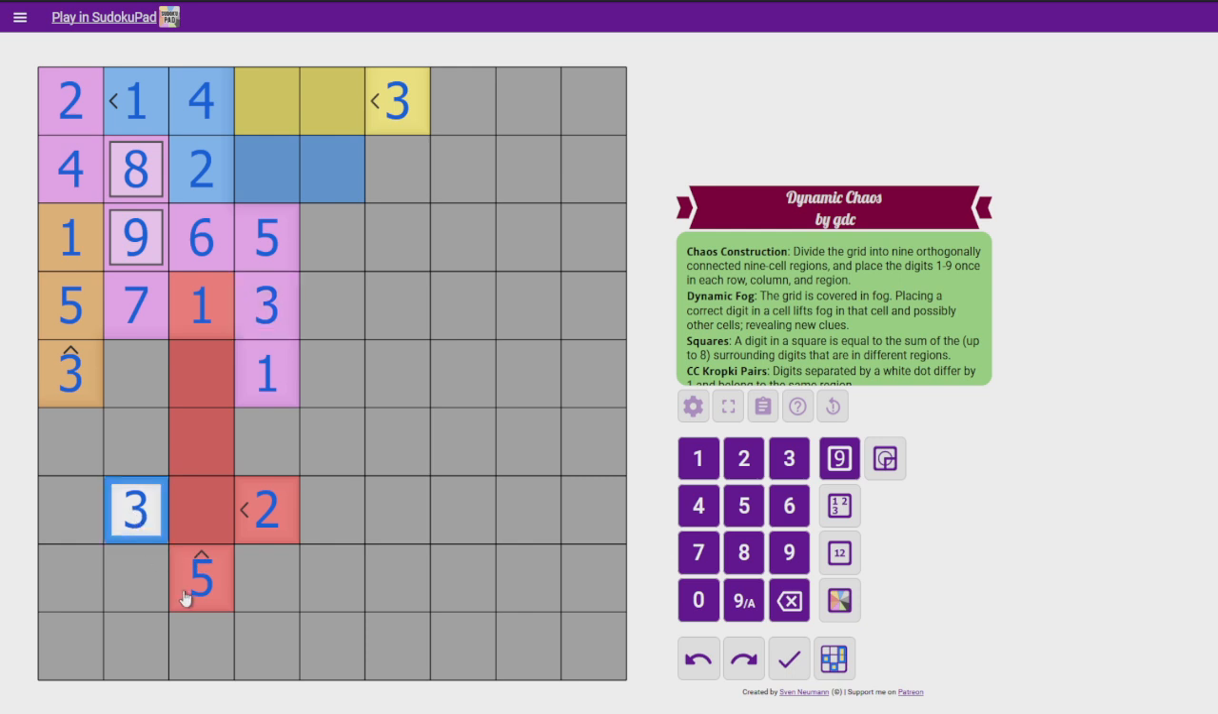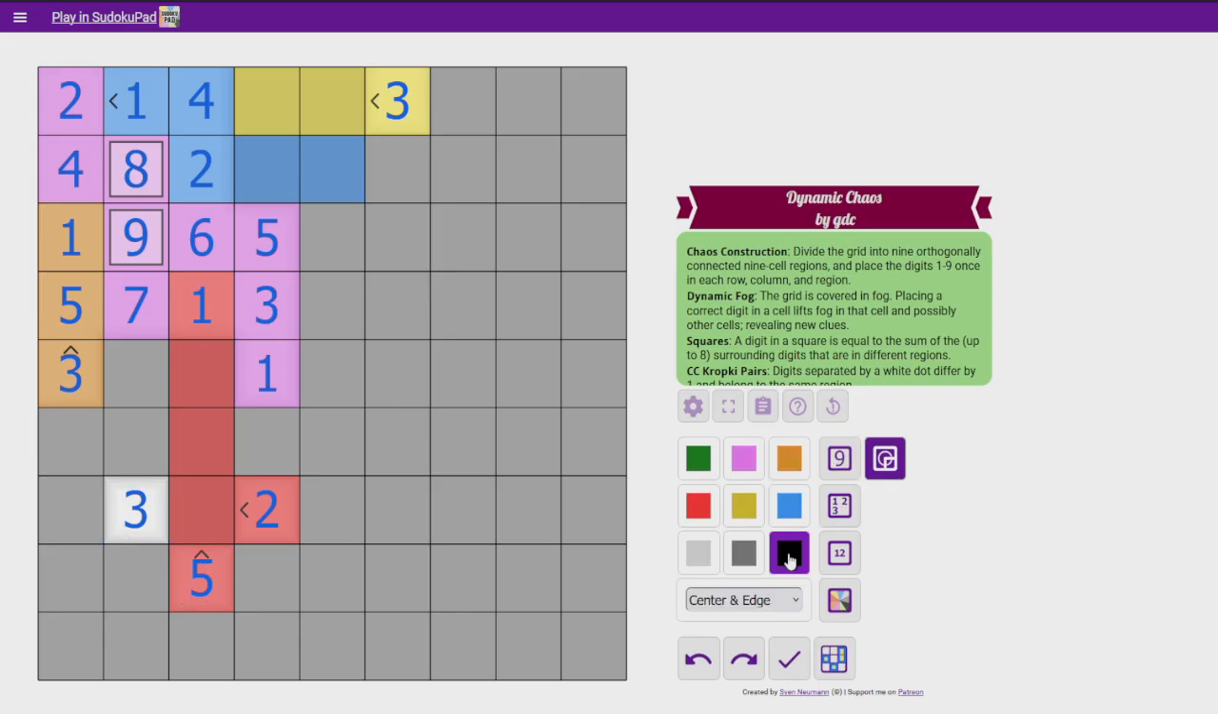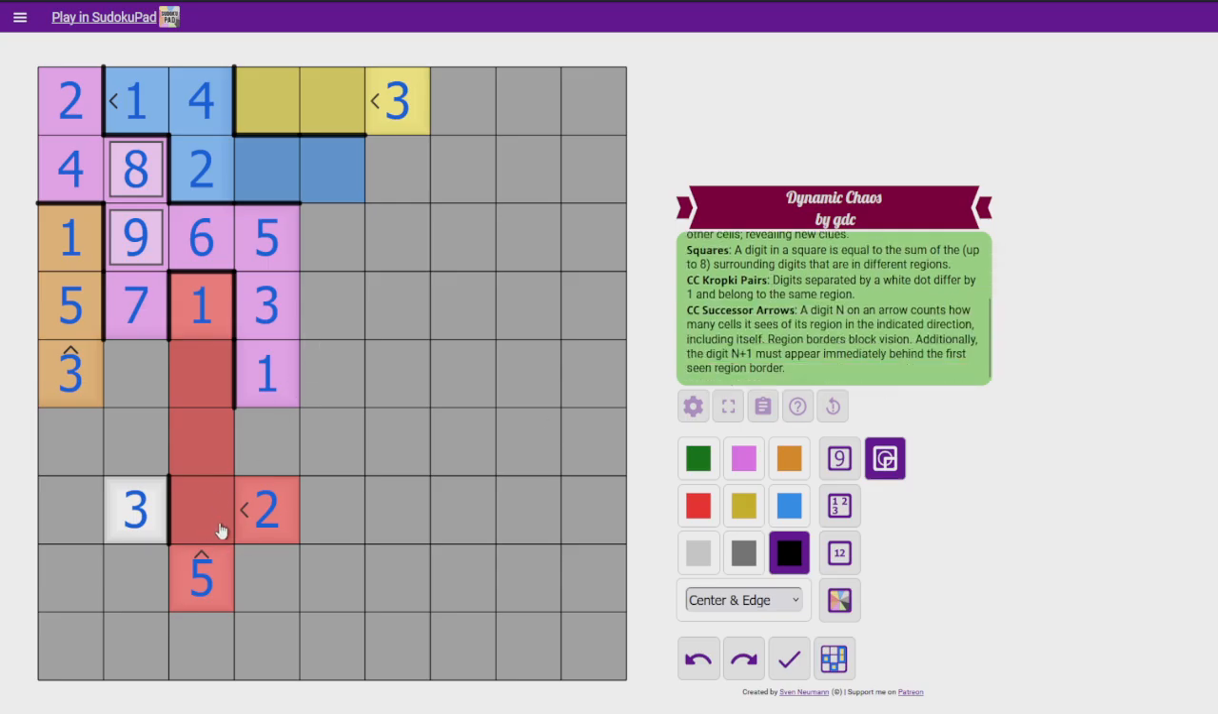I can't tell if that's... Well, no, that's not red. That's the definition. In fact, I should be marking these region borders a little better. Kind of understand what's going on. That is the definition of these successor arrows, is that they mark a border. So that is not red. Definitely some other color.